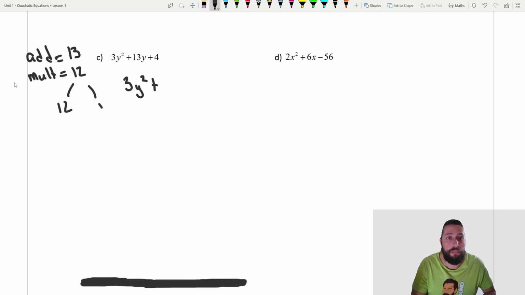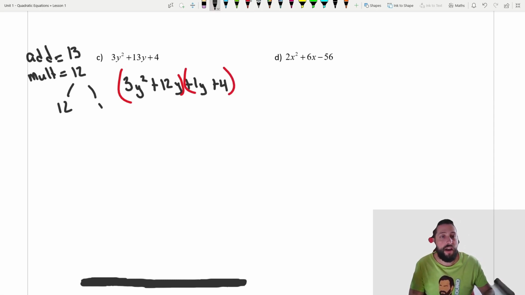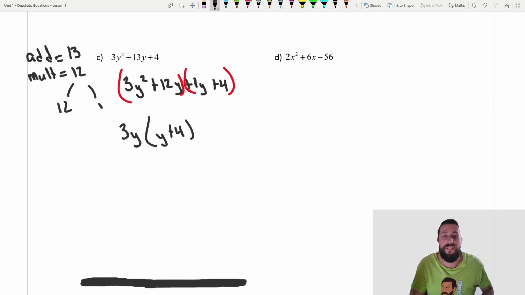3y squared plus 12y plus 1y plus 4. Okay, so again, let's break it apart. Separate them, because now we have 3y squared plus 12y. Okay, so 3y squared plus 12y. The greatest common factor of that is going to be 3y. Okay, and then what's left is y plus 4.